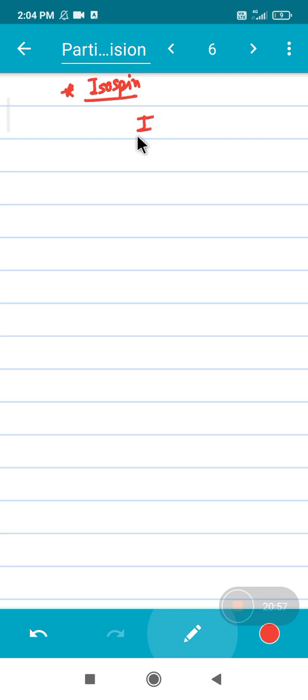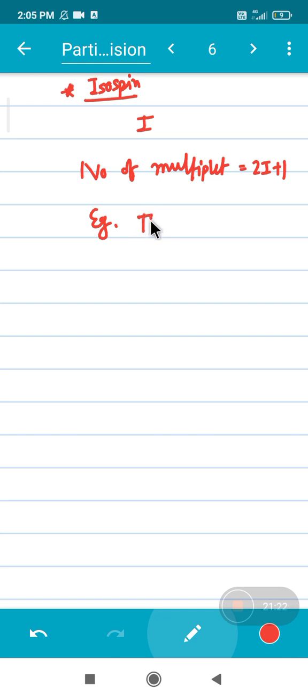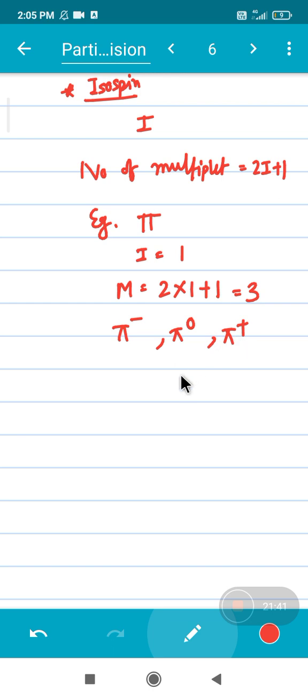It is denoted using this capital I, and if we know the isospin quantum number, we can find the number of multiplets, which will be equal to 2I plus 1. Suppose let me give you an example. For this pi family, I is 1. Okay, so how many multiplets will be there? 3, which are pi minus, pi 0, pi plus.